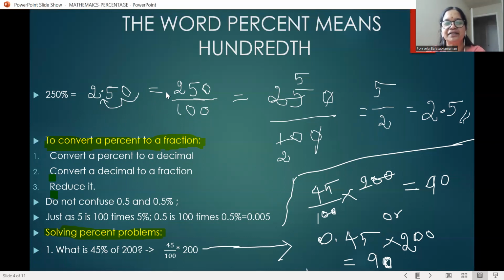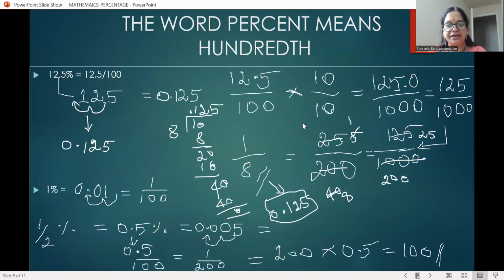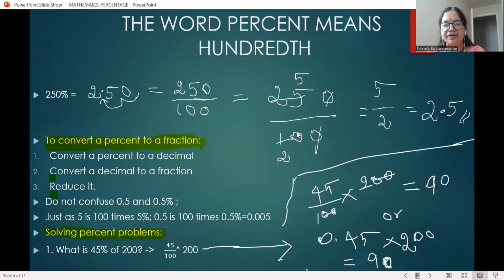So how do you write the percentage value as a fraction? 250 divided by 100. You have to simplify this value. So you cancel 0, 0 in numerator and denominator. So in 25 and 10, the common value you can take is 5 to divide. So 5 divided by 2. When you divide 5 by 2, you will get 2.5.